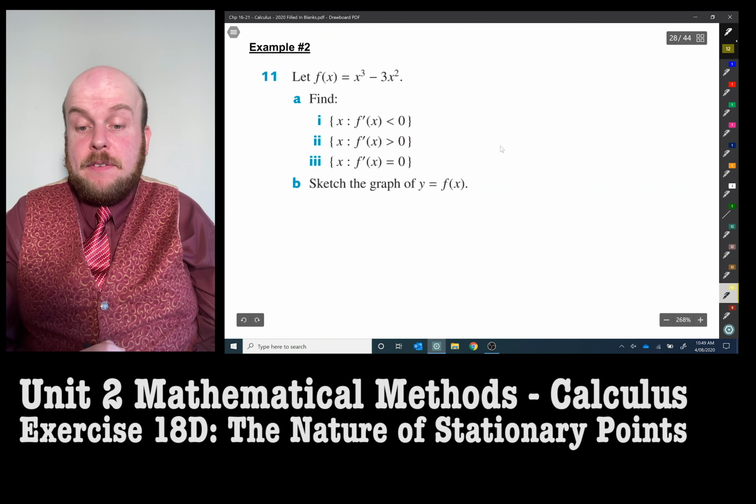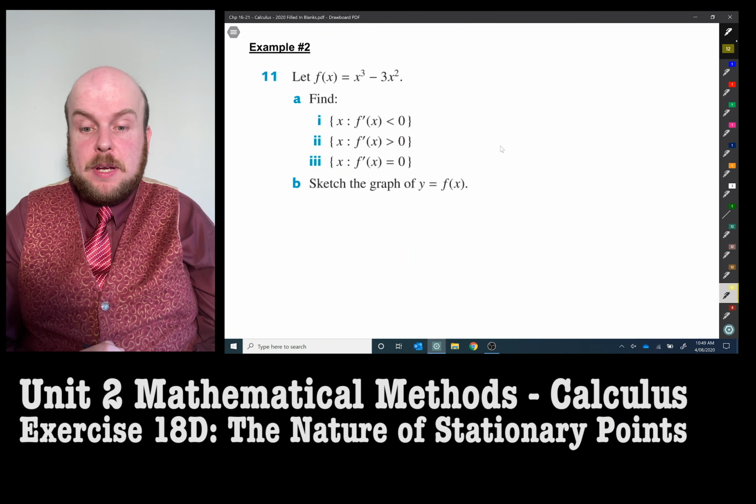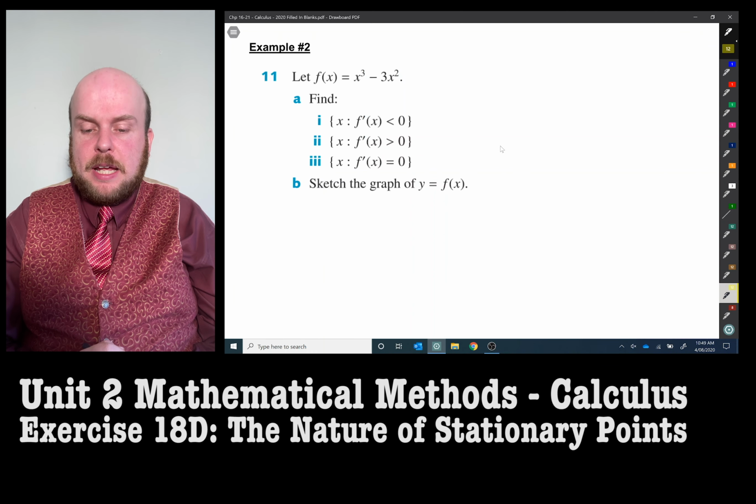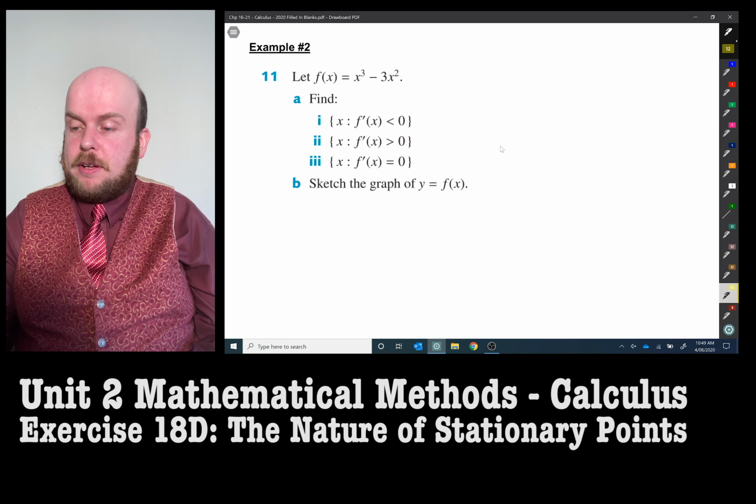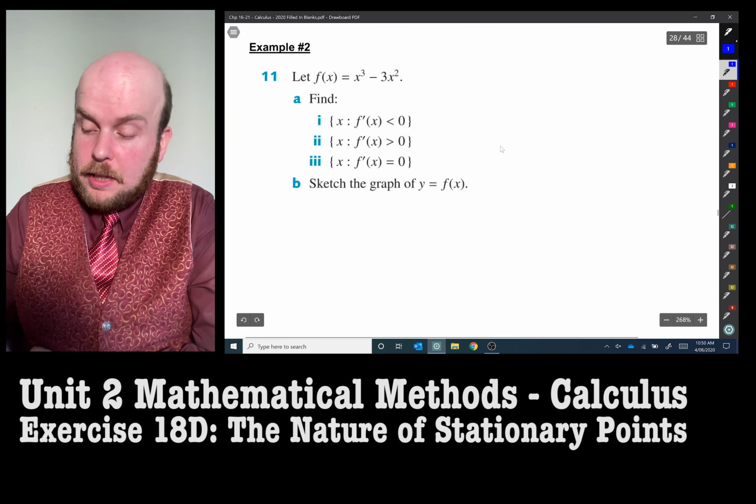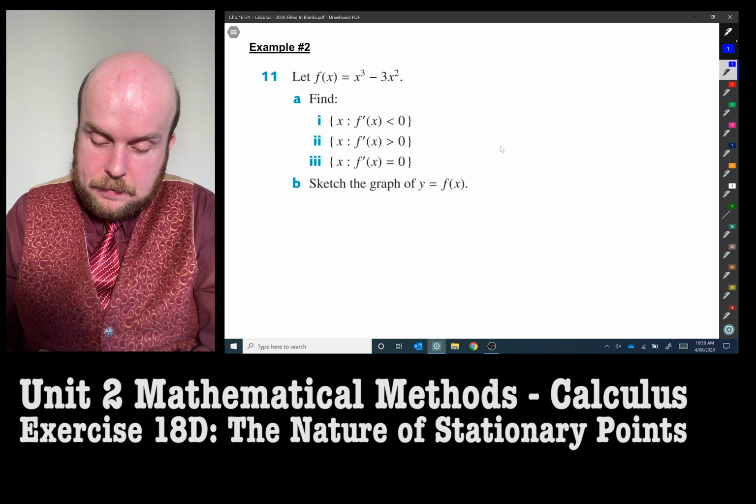Example 2, let f of x equals x cubed minus 3x squared. Find when these weird looking things, and then sketch the graph of y equals f of x. So let's look at these complicated things for a start.